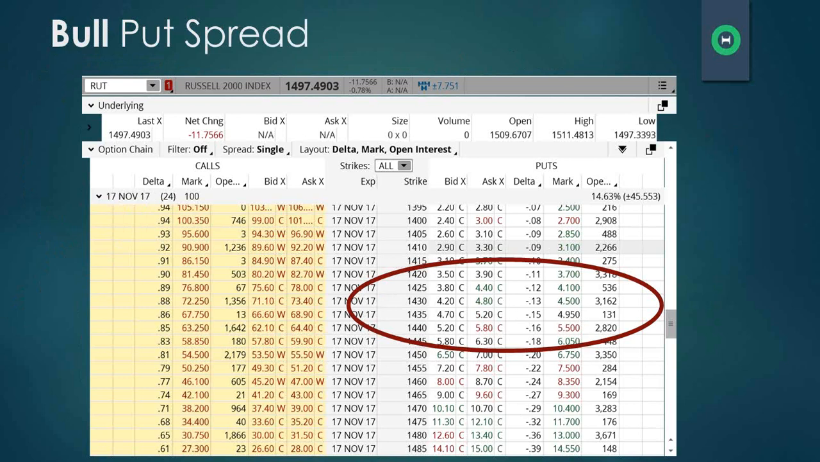What we're also going to do at the same time is go ahead and buy the 14.30. The 14.30 is further out of the money, and it's going to cost us $4.50. So the difference between these two credits is what we will actually receive, or 45 cents.